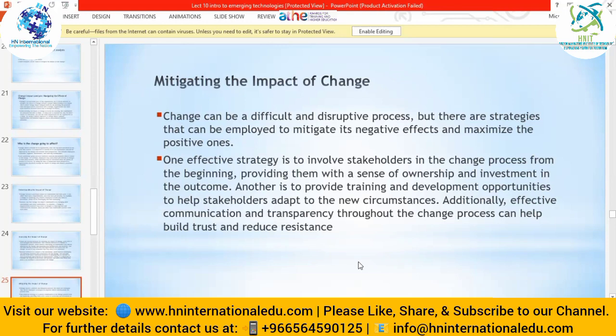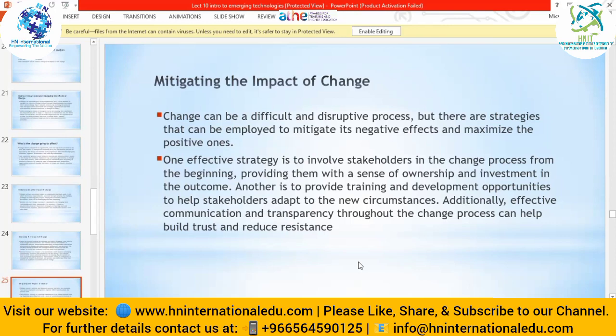Mitigate means that it's not a high range, that we get negative or we will have a bad assessment. Now, change can be a difficult and disruptive process, but there are strategies that can be employed to mitigate its negative effects, means to lower its negative effects. The level will be lower. For example, if on a scale of 1 to 10, there are risk chances of a negative or a failure, there is only 2%, but 8% is our success rate. Mitigate means lower the negative level and maximize the positive one. Now you have to see, will the change lower the negative effect and maximize the positive, what is the ratio? Is our success ratio higher or our failure ratio higher? And then we will go for a success ratio.